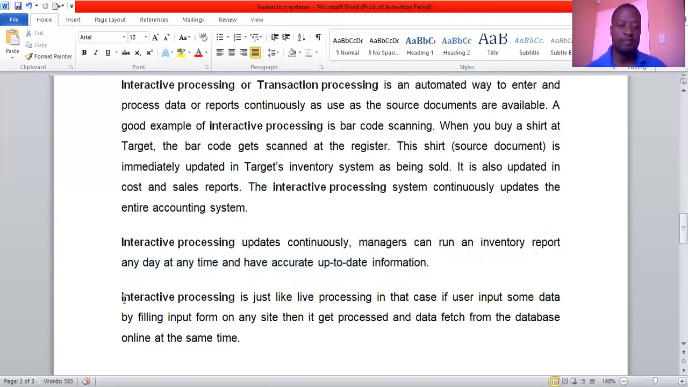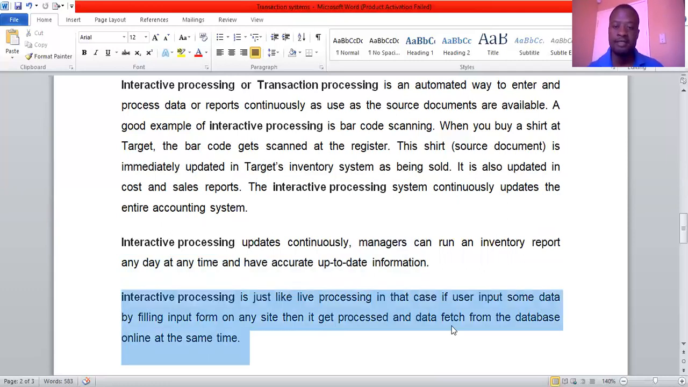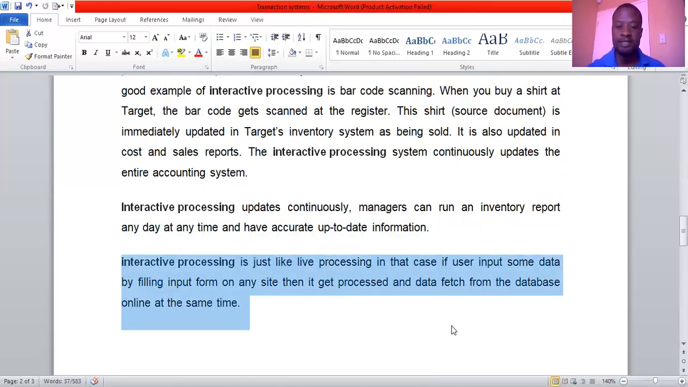The interactive processing system is just like live processing of data. If a user inputs some data by filling in an input form on a site, it gets processed and data is fetched from the database online at the same time. I think this is well understood, as it would have already been said earlier.